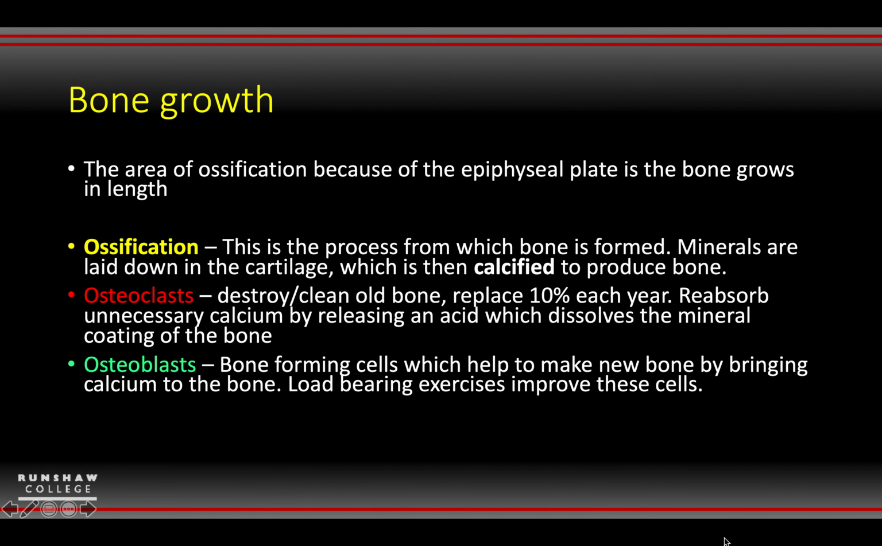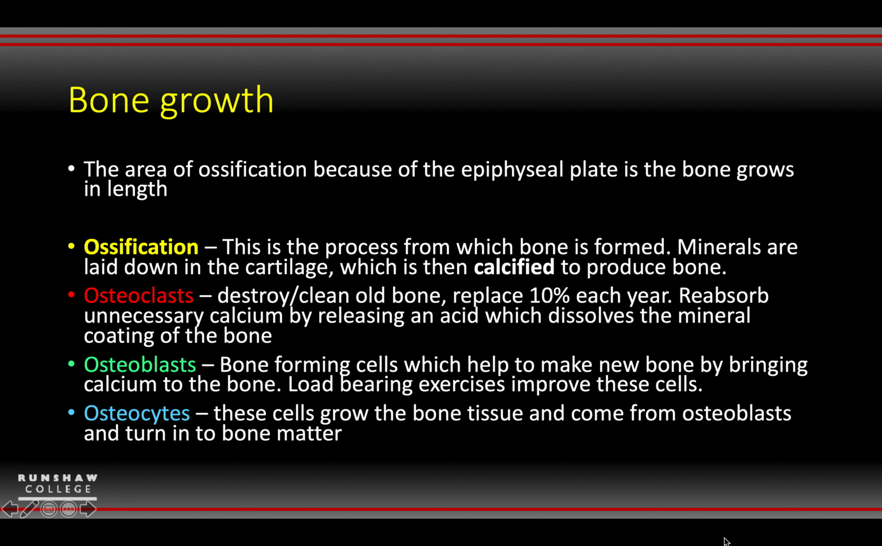And then osteoblasts will come along, and these will help to form bone, and they bring calcium to the bone, and they do this by using osteocytes. So these cells grow the bone tissue, and turn it into bone matter.